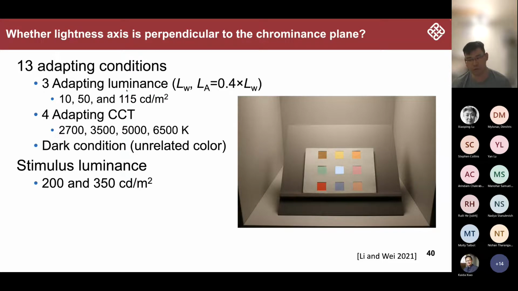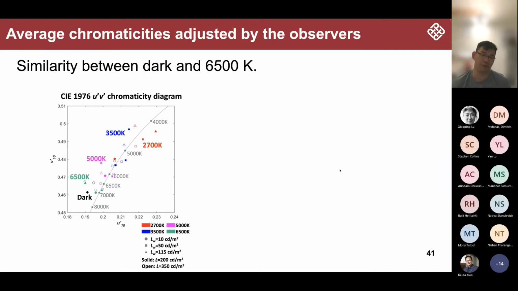Then the observer's task was pretty easy. They adjust the color appearance of this stimulus to make it look white. That means when we compress the light level in the image processing pipeline, we can know whether we can just compress along the lightness dimension or not. If the color space is pretty good, then for different lighting conditions we just need to change the luminance of this patch instead of changing the chromaticity at the same time, right? And we look at the result.